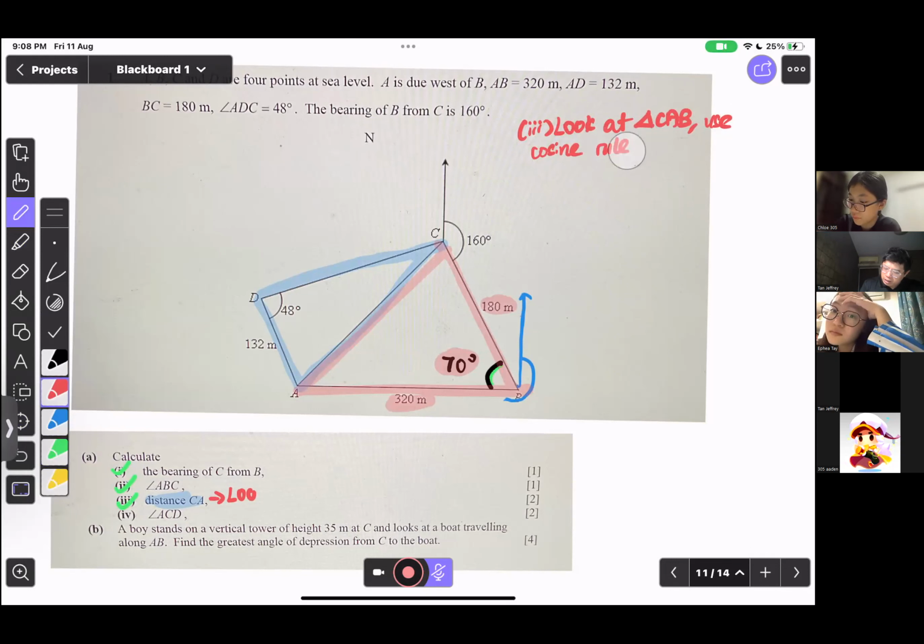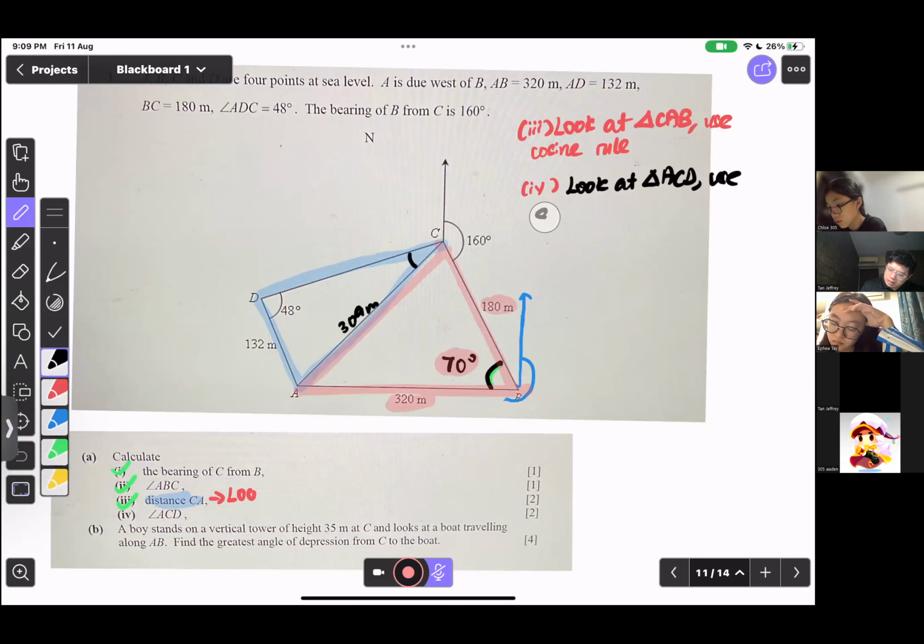Okay, but for ACD, where is D? ACD is over here. Look at ACD. What I can do is use sine rule, because we already find CA. You know that CA is 309. Then you just look at the blue triangle, ACD, and you use sine rule. Okay?